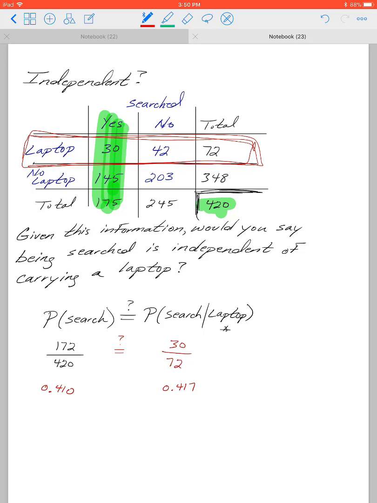Here, it really depends on how strict you want to be. I would say yes. We'd probably say yeah, it's pretty close to independent.